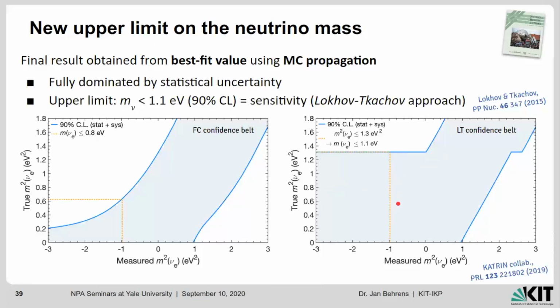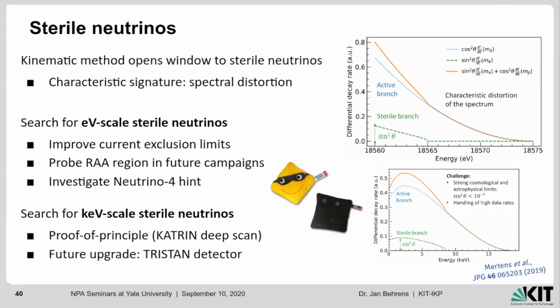And now I'm coming to an end. So just the last thing, sterile neutrinos, I mentioned them early in the seminar talk. We are also sensitive to sterile neutrinos to some extent because our kinematic method opens the window to perform investigations of sterile neutrinos as well, and even keV sterile neutrinos we can investigate because our tritium endpoint at 18.6 keV covers a large energy range that includes a few keV below the endpoint as well.